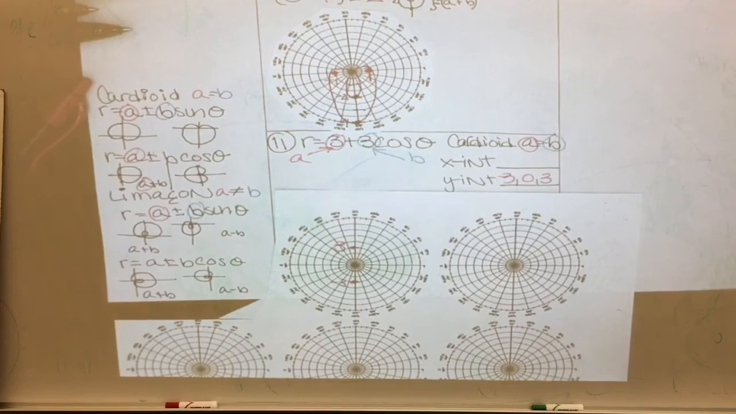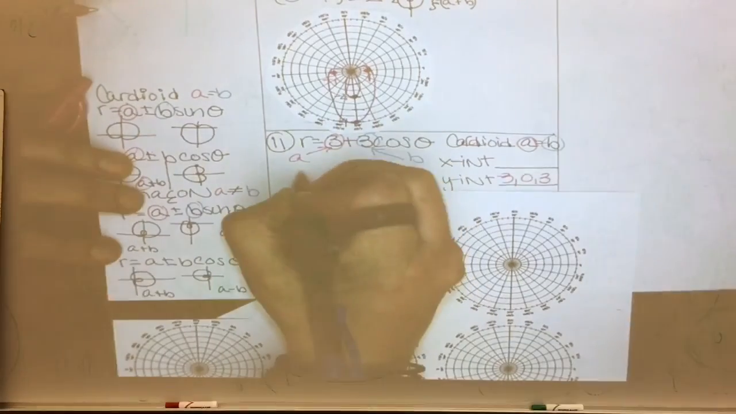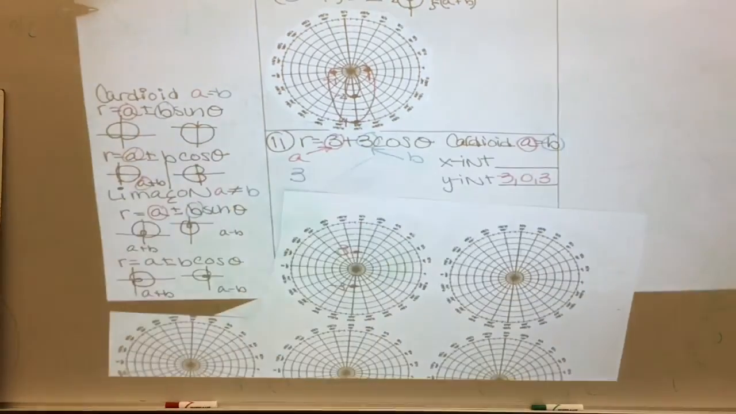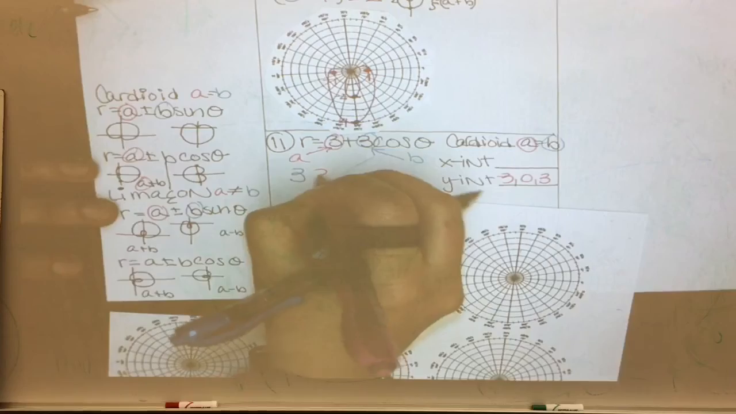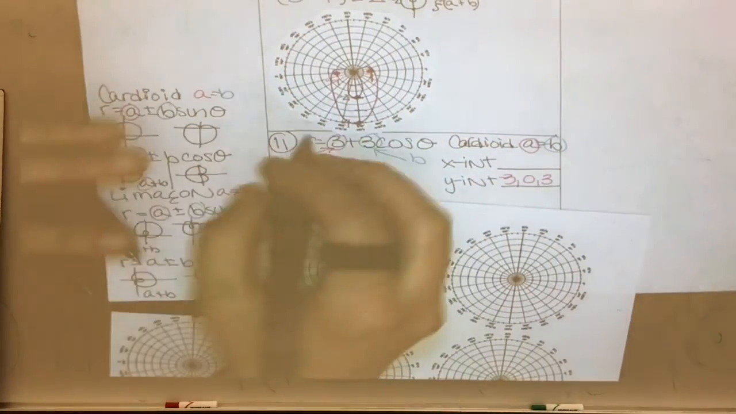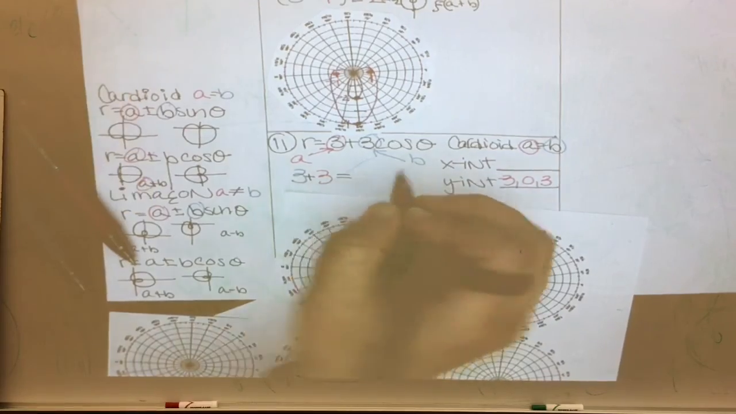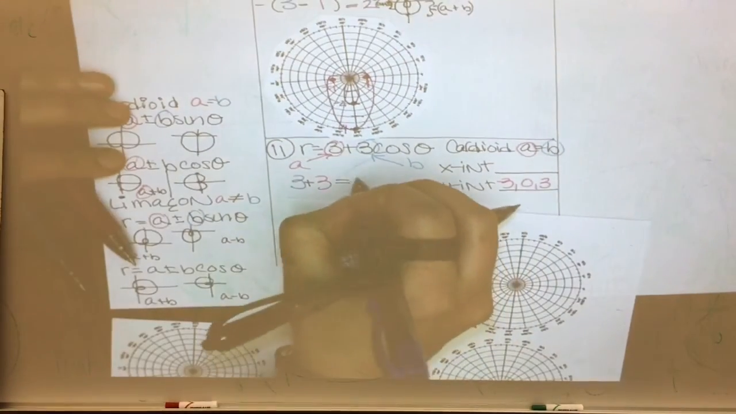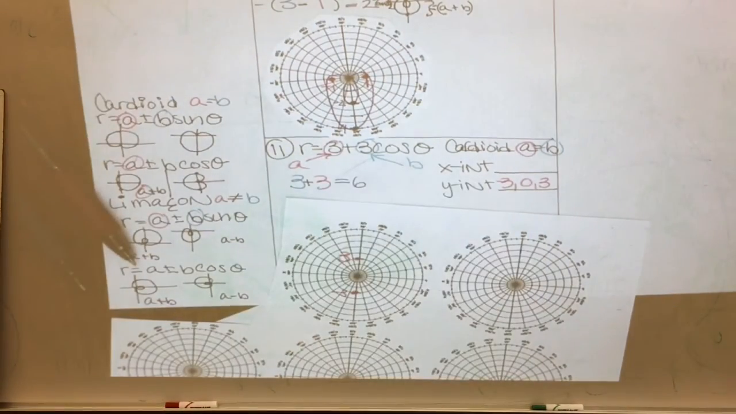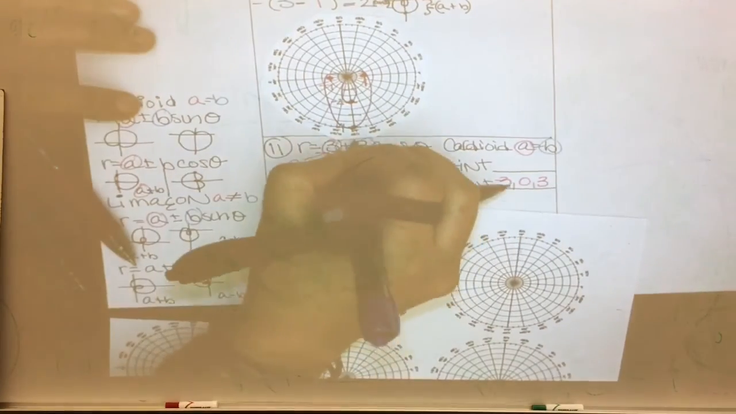Isn't this where you take the absolute value of B plus A? Yeah. So I take my B, which is 3, and then I add the A, which is 3, and what do I get when I add those? 6. Good. So when I add them, I get 6. Am I supposed to put it as a positive 6 or a negative 6? Positive because of this plus sign right here.